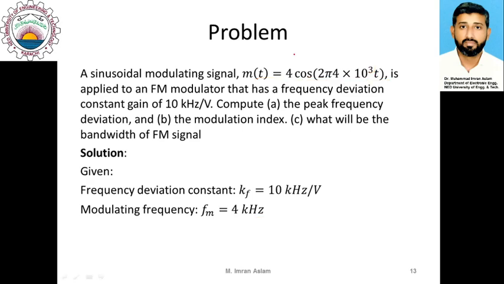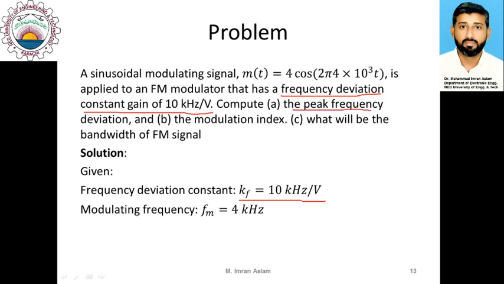As we know, FM signals have certain frequency deviation, because as the amplitude of the modulating signal changes, we see some change in the frequency of the carrier. That frequency deviation is represented by a frequency deviation constant, a gain of 10 kilohertz per volt. So the frequency deviation constant is 10 kilohertz per volt, which is given. So for a 1 volt change in the amplitude of the modulating signal, we would see a frequency change of 10 kilohertz in the modulated signal.